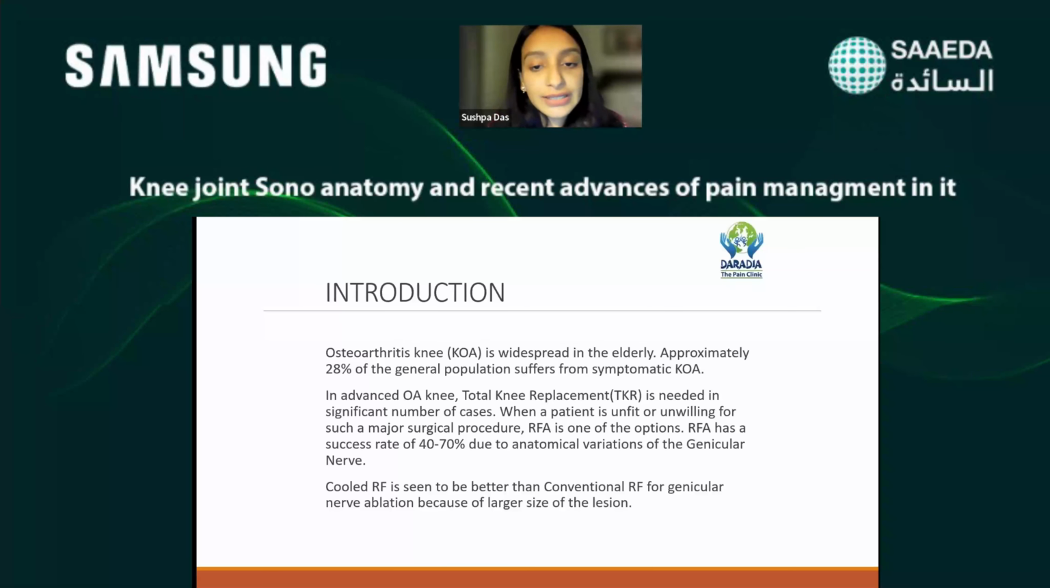Osteoarthritis of the knee is fairly common in the elderly population. And amongst the general population, around 28% have symptomatic osteoarthritis of the knee.